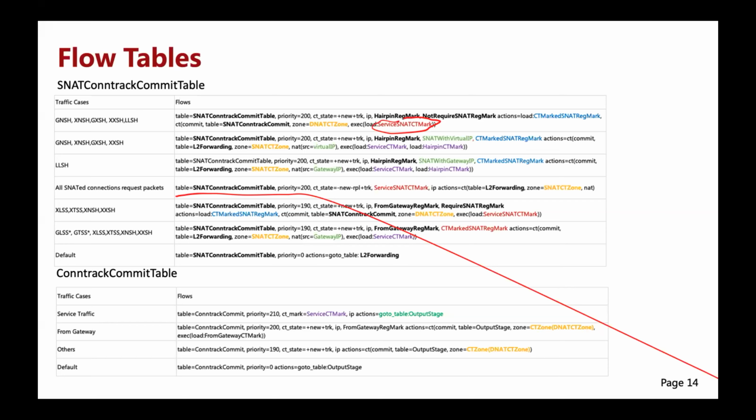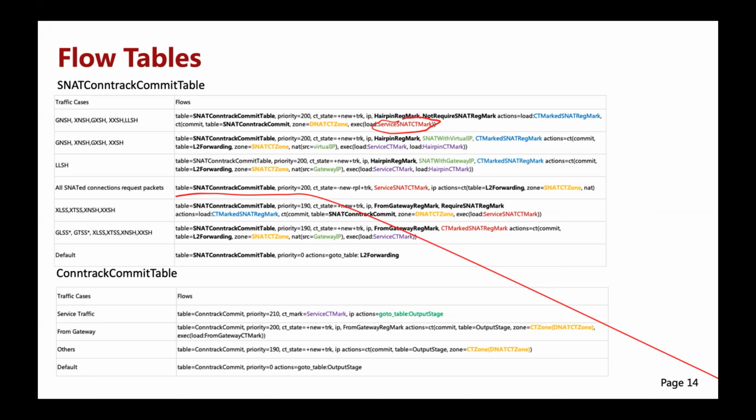Okay, this flow is used to perform SNAT for node to pod or load balancer service traffic. As we know, this kind of traffic needs SNAT too. We can see that for every flow that performs the SNAT, we also load a service CTMark.